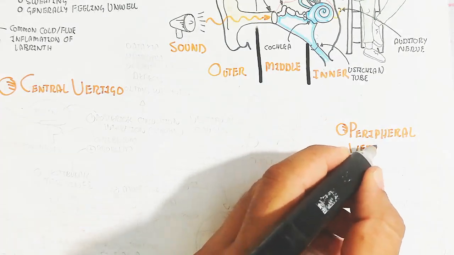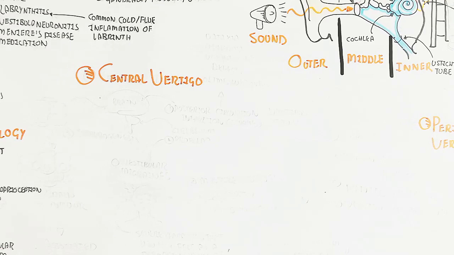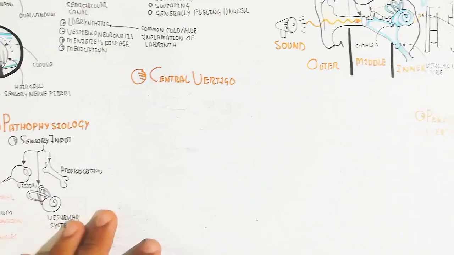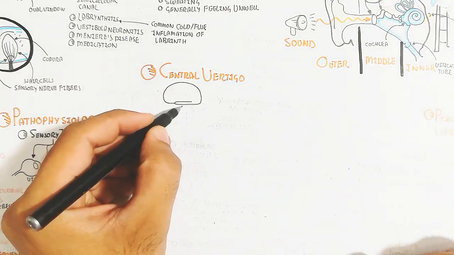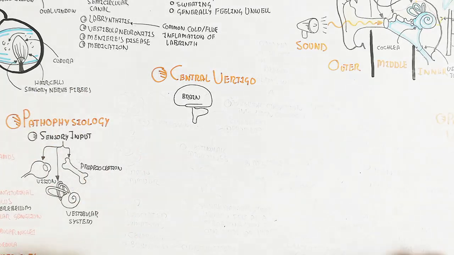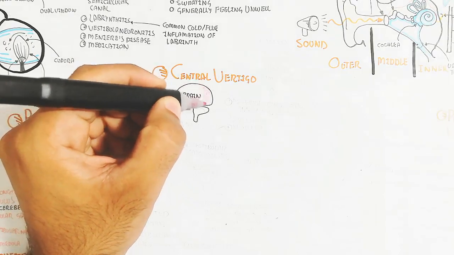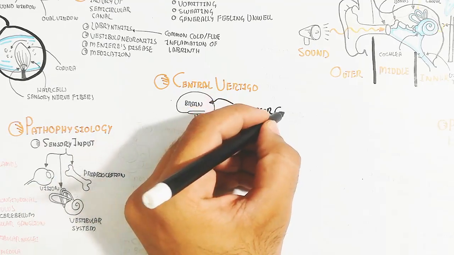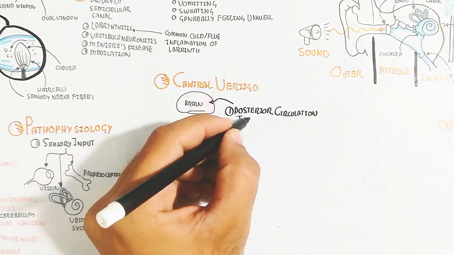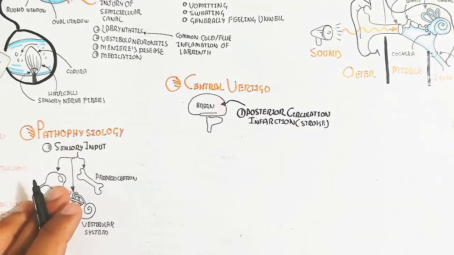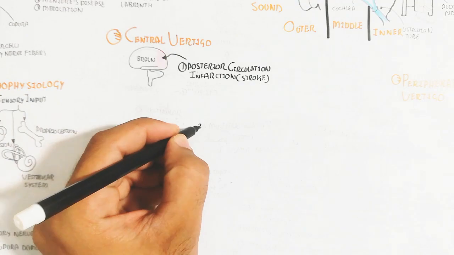Anyhow, let's understand the types of vertigo: central vertigo and peripheral vertigo. So let's talk about central vertigo. Central vertigo targets the brain and spinal cord. The number one cause is a problem in the posterior circulation, the blood circulation. Infarction can even lead to stroke. Posterior circulation infarction and stroke will cause vertigo.